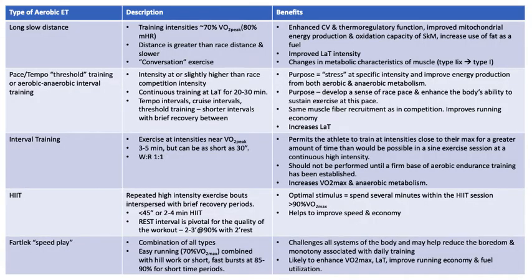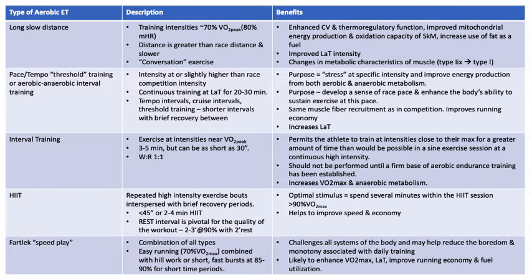So this slide goes over the different types of aerobic endurance training, their description, and the benefits. You need to be aware of every single type, a little bit about the description, and an overall about the benefits. Okay, so there are 5 different types: long, slow distance, pace and tempo, also known as threshold training, and aerobic, anaerobic interval training. We have interval training, we have HIIT, high intensity interval training, and then something called fartlek or speed play, which is Swedish.